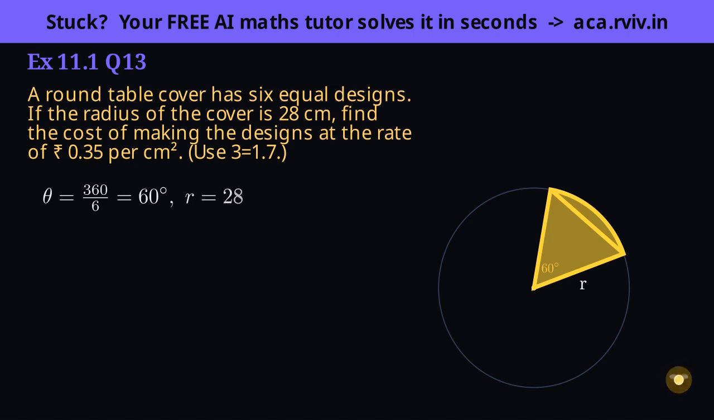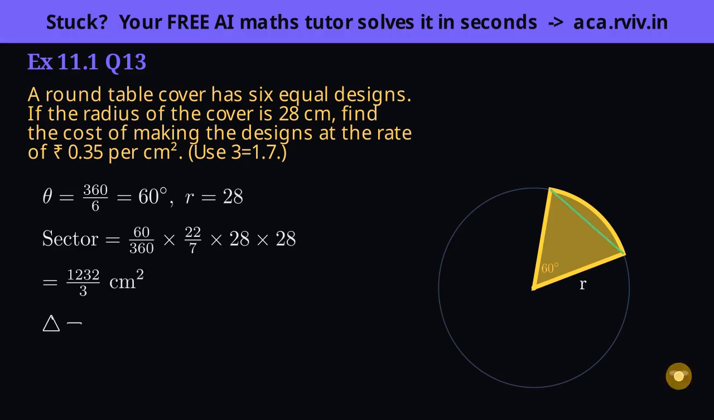Radius is 28. Start with 60-degree sector. 28 is a multiple of 7, so pi as 22 over 7 will cancel cleanly. Simplify the 1/6 and cancel a 28 against the 7, then multiply. The sector is 1232 over 3 square centimeters. Now the triangle. A 60-degree central angle means it's equilateral, so root 3 over 4 times the side squared, side being the radius 28. The question gives root 3 as 1.7, so we use that.